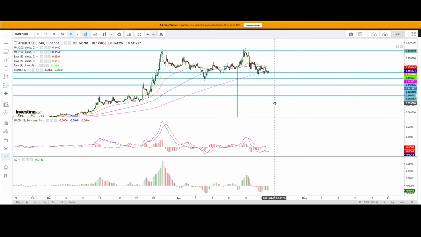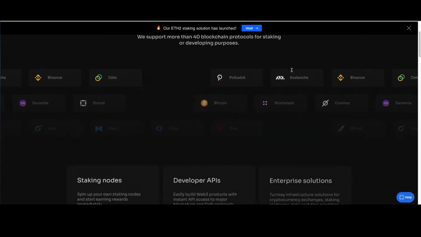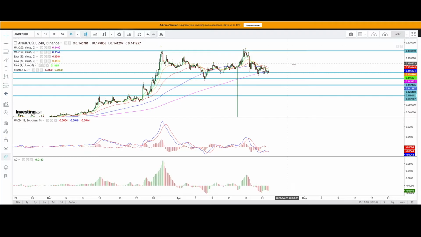Doing technical analysis on ANKR coin. Now, ANKR is a Web3 project. It is actually super awesome, and it is definitely one to check out if you haven't already. But today we're more interested in the technicals.